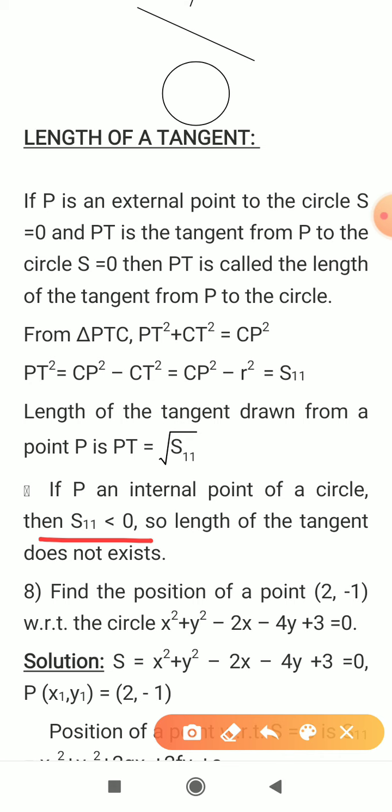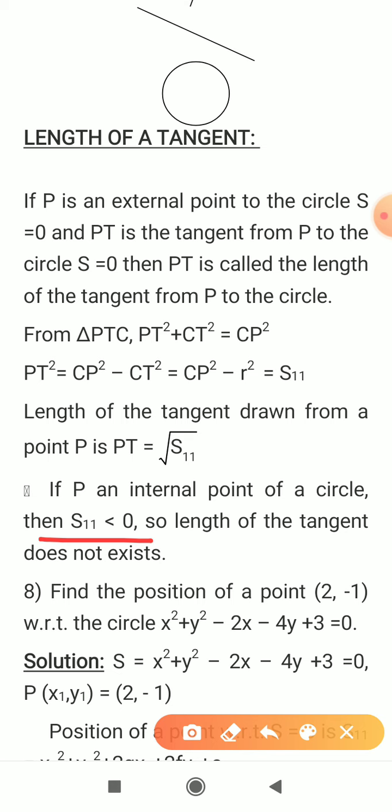So to find the length of the tangent, first you observe whether the point is external, on the circle, or internal to the circle. If the point is internal to the circle, the tangents do not exist. So the length of the tangent is meaningless. Okay, these are the three concepts.